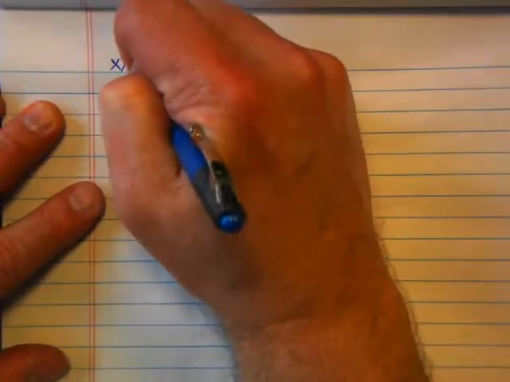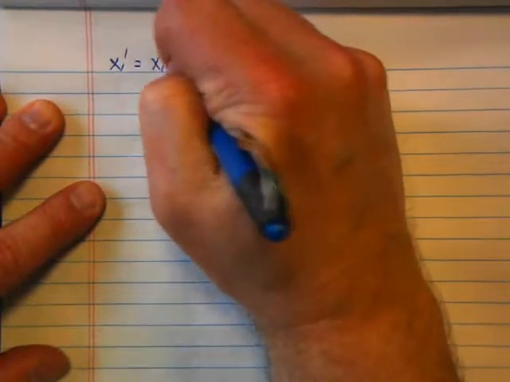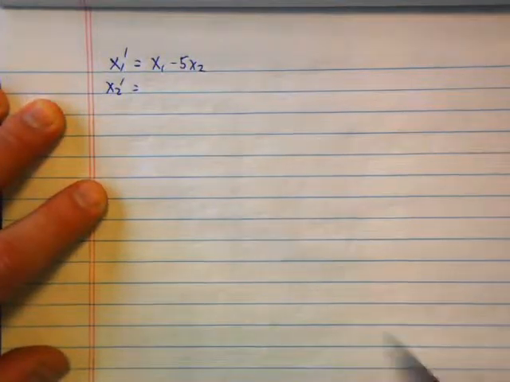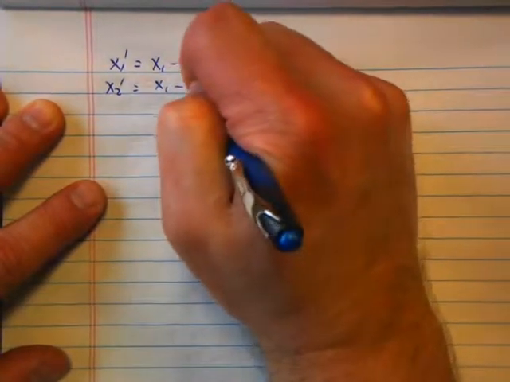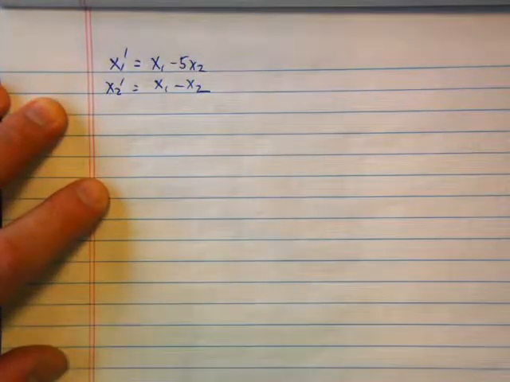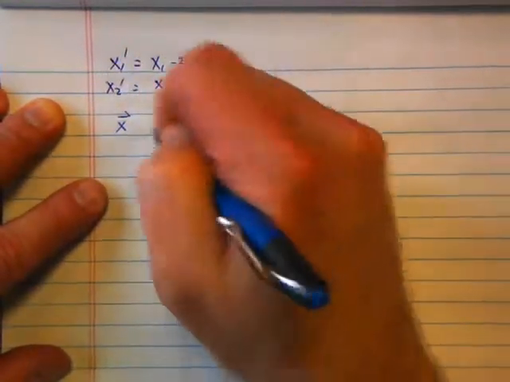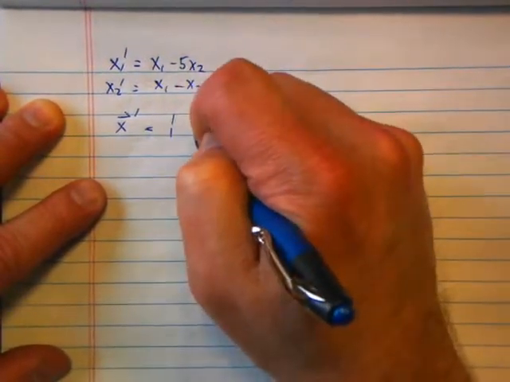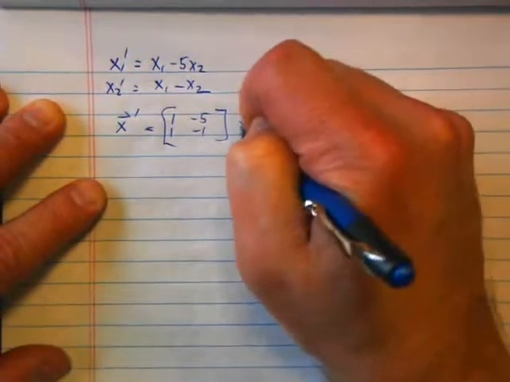Alright, so x1 prime equals x1 minus 5x2, and x2 prime equals x1 minus x2. x1 prime is x1 minus 5x2. x2 prime is x1 minus x2. Alright, I write it in vector form. X prime equals the matrix 1, negative 5, 1, negative 1, times x.